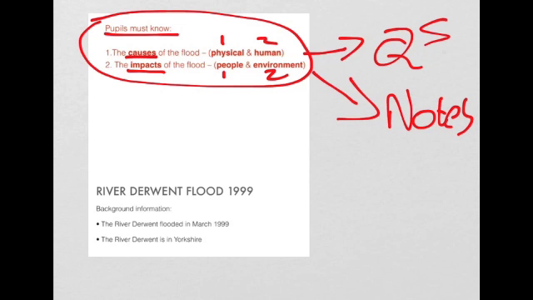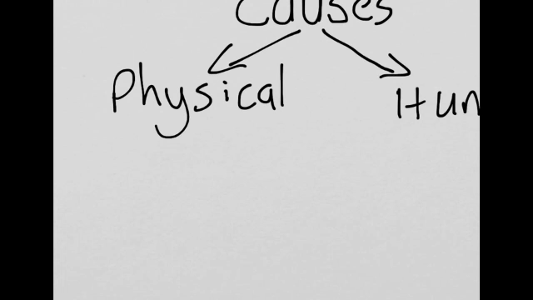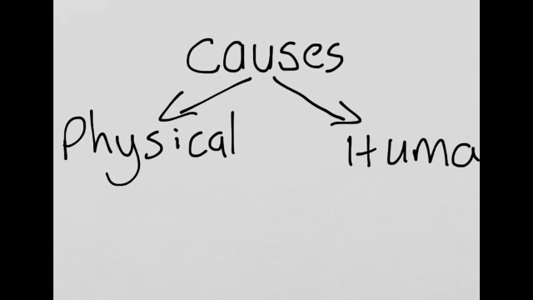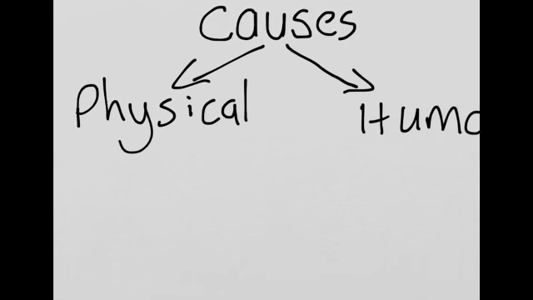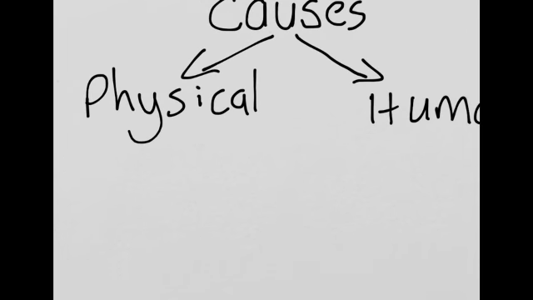So, first of all, the background information that we have on the River Derwent is that it flooded in March 1999 and that it is located in Yorkshire. Two basic pieces of information. Like I said already, the causes need to be divided into two categories, that is physical and human. In your GCSE ebook, the first cause is heavy rainfall.